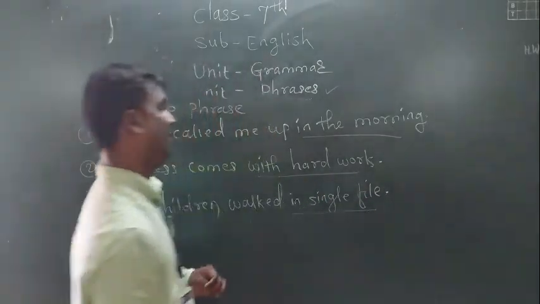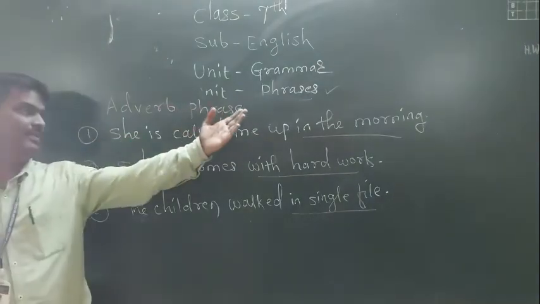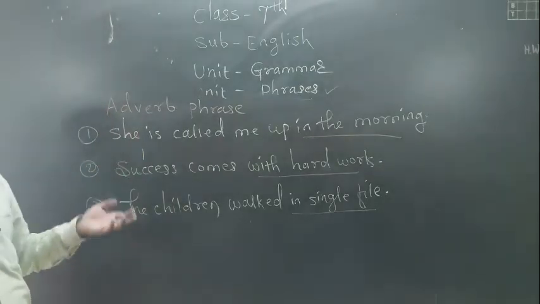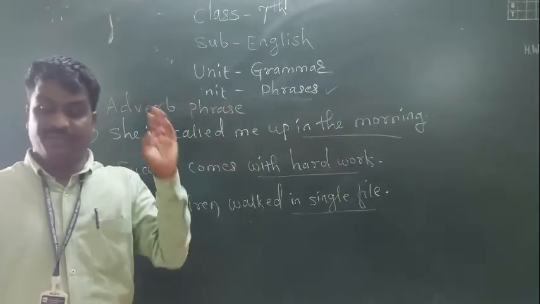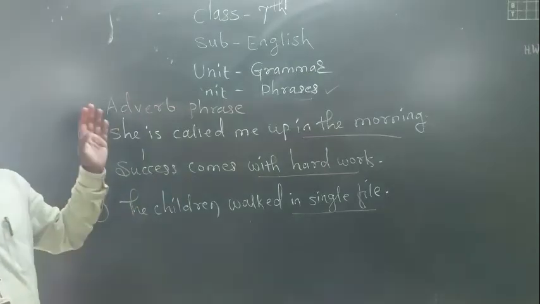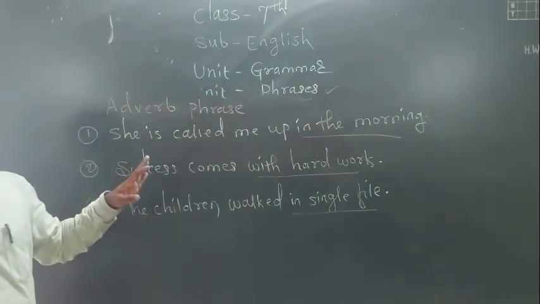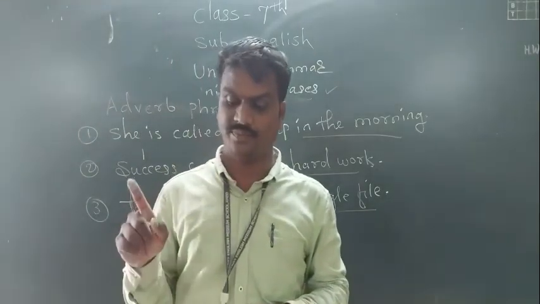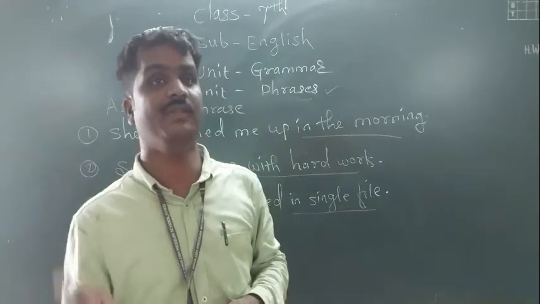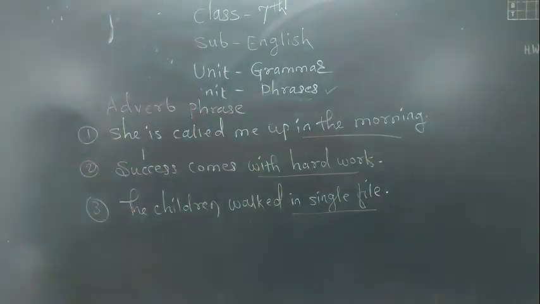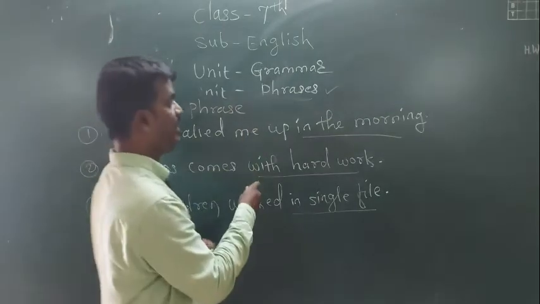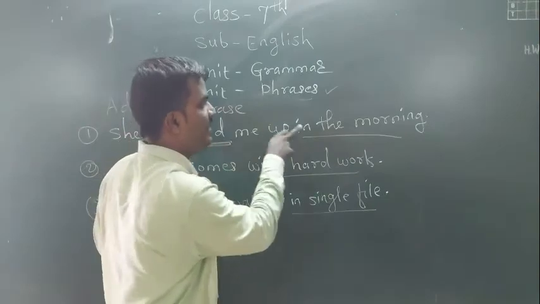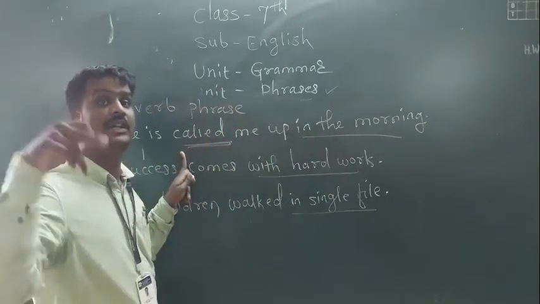Look at this. The underlined words are adverb phrases. Why is it an adverb phrase? When a phrase modifies the main verb or finite verb, that is called an adverb phrase. See, she called me up in the morning. Here it modifies "called." Call is a verb, and when a phrase modifies the verb, that is called an adverb phrase.